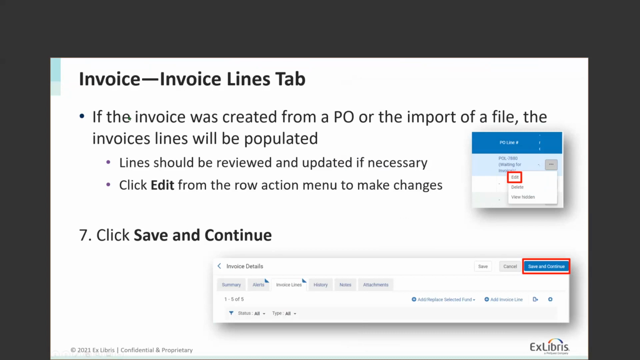If you create your invoice from a purchase order or the import of a file, all the invoice lines get populated, but you do want to check them. Maybe a price is different. Maybe you want to update a reporting code. From there, you click on the row action menu and choose edit, and then you can go along, update whatever in the invoice lines. Once you're done, save and continue. We'll move the invoice into that validation, review, approval phase.